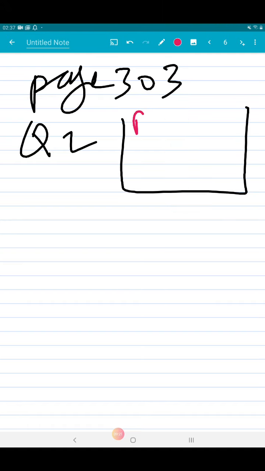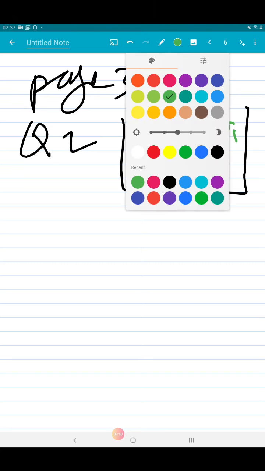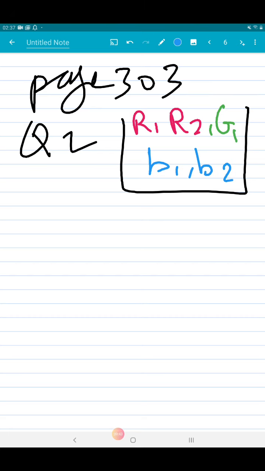Okay, let's take another example. It is exercise page 303, question number 2. Okay, open your book. A stationery box contains 2 red pens, red 1, red 2, 1 green pen, and 2 blue pens. A pen is chosen at random from the box. List down the sample space and hence state the total number of possible outcomes.